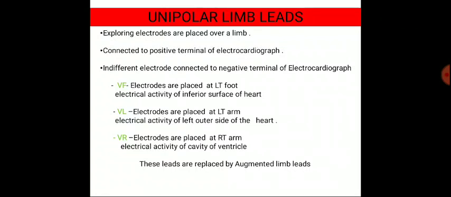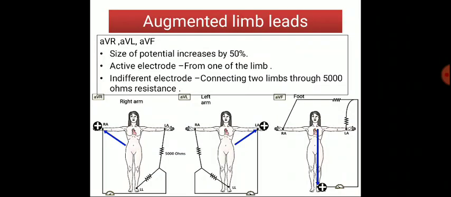The limb leads are VF, where the electrode is placed at the left foot and shows the electrical activity of the inferior surface of the heart. VL, the electrode is placed at the left arm and shows the activity of the left outer side of the heart. VR, the electrode is placed at the right arm and shows the electrical activity of the cavity of the ventricle. Now these leads are not in use and are replaced by augmented limb leads.